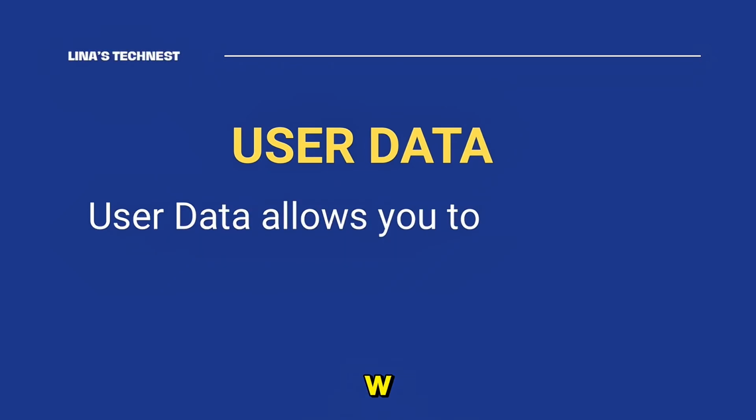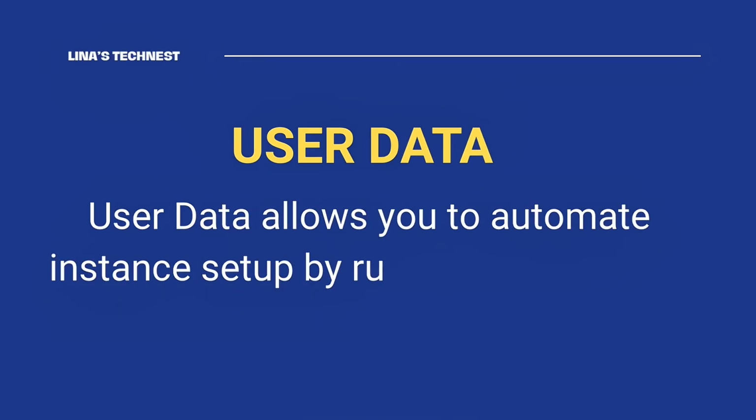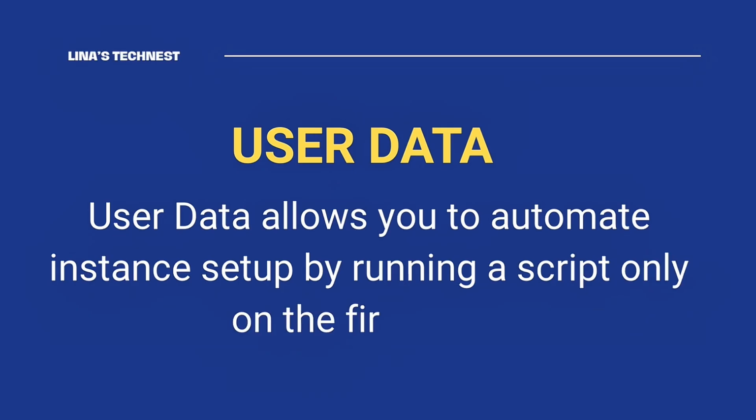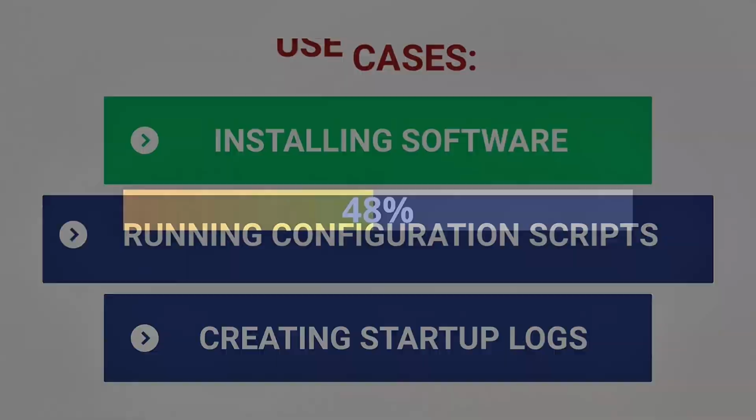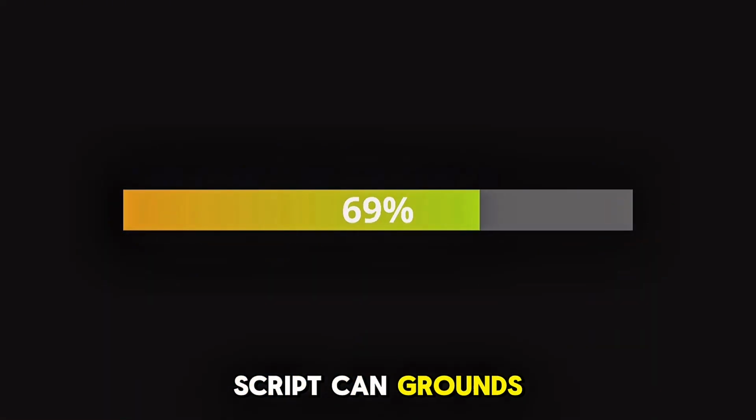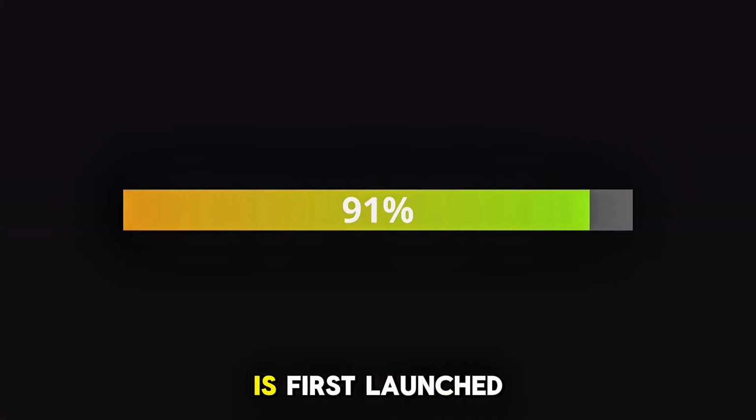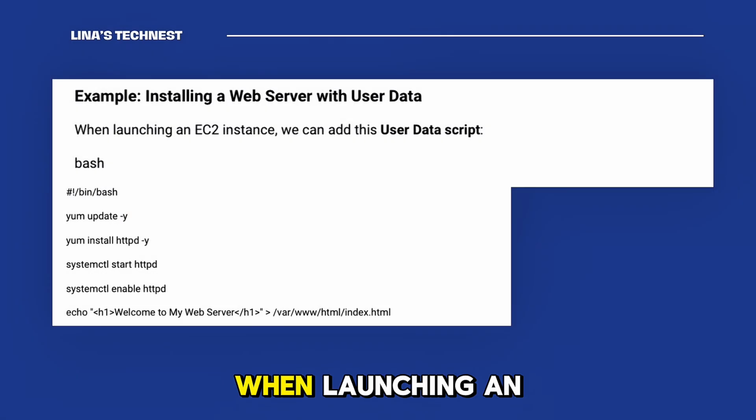AWS user data allows you to automate instance setup by running a script only on the first boot. That is used in installing software, for example web servers, Docker, databases, and so on. It is also used in running configuration scripts and creating startup logs for monitoring. So a user data script runs only once, when the instance is first launched. When launching an EC2 instance, you can add this user data, which is being displayed on the screen.